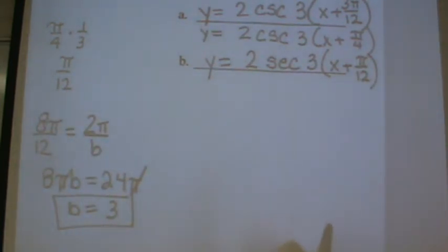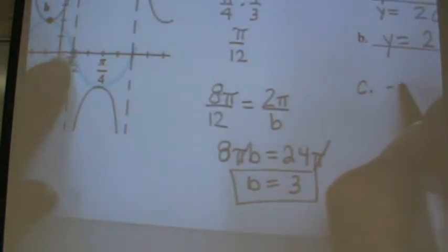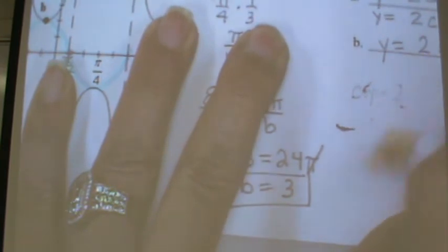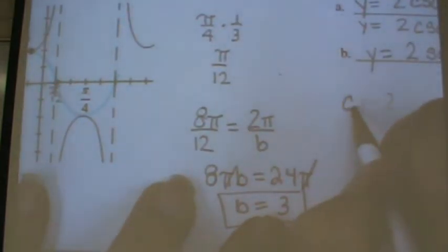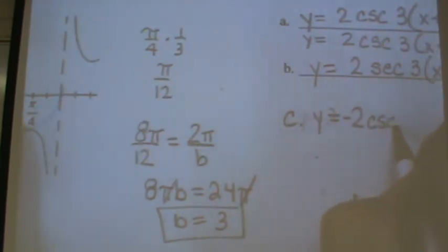What if I would have put my dot here? Right there. I'll call this C. C would be a negative 2. Y equals negative 2. Let me write this nicer. So if I would have started here, it would have been y equals negative 2 cosecant, and it'd be 3 parenthesis, and it would be x minus pi over 12.